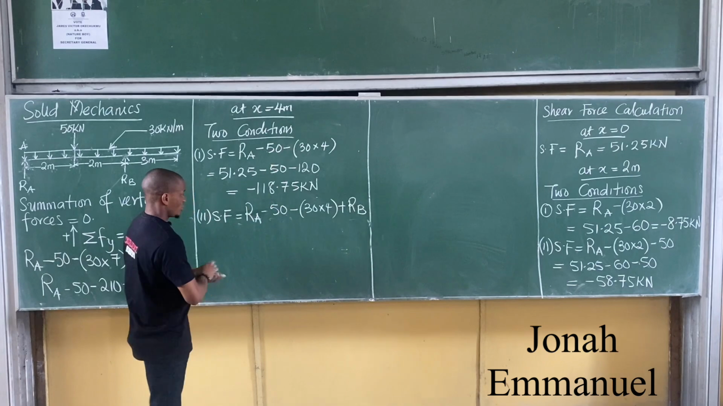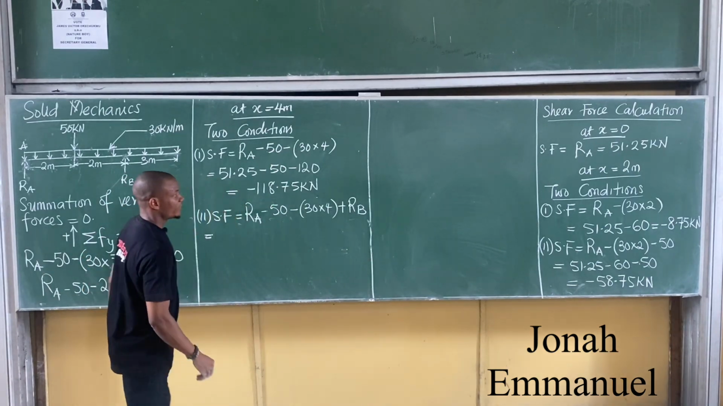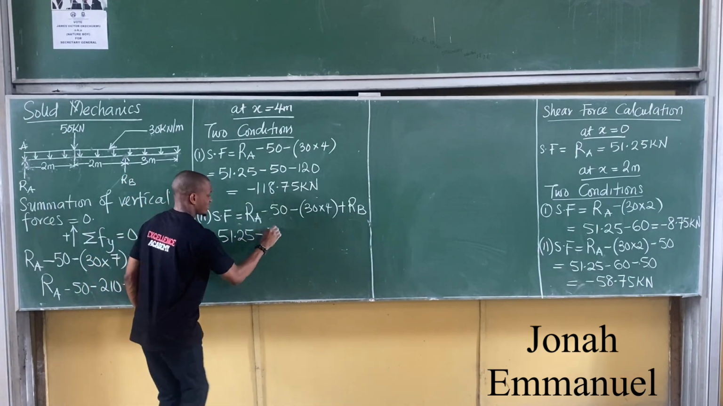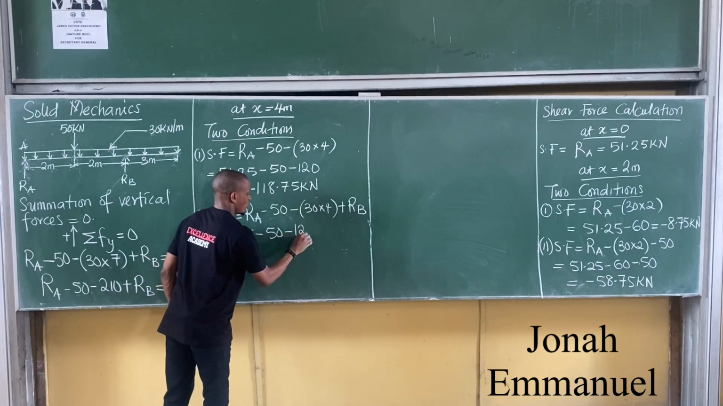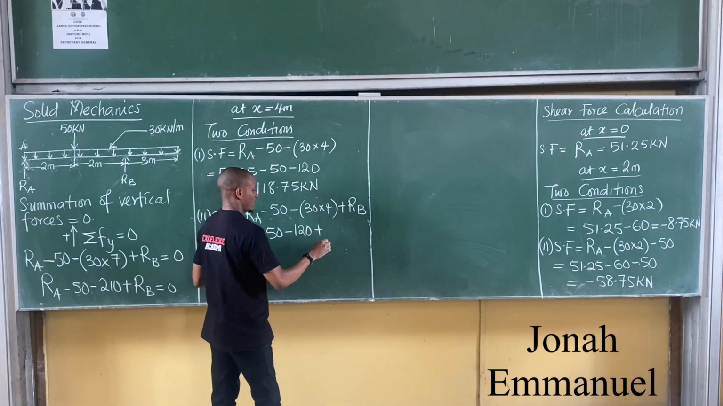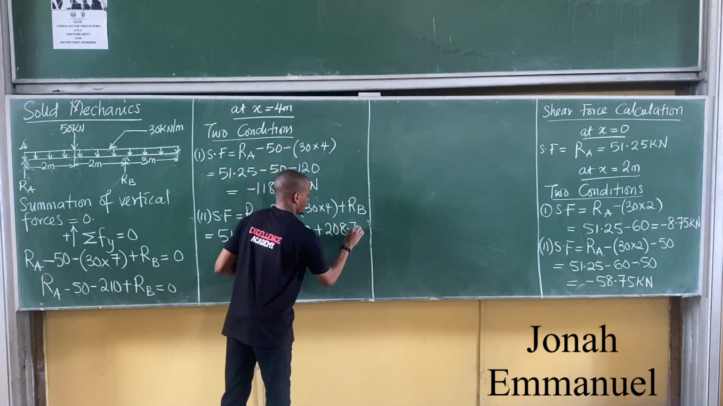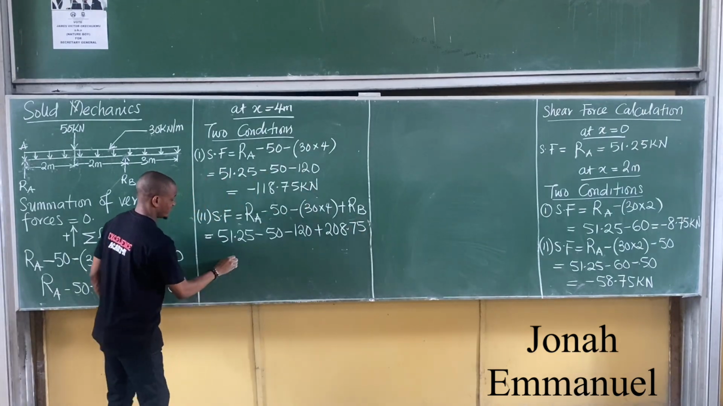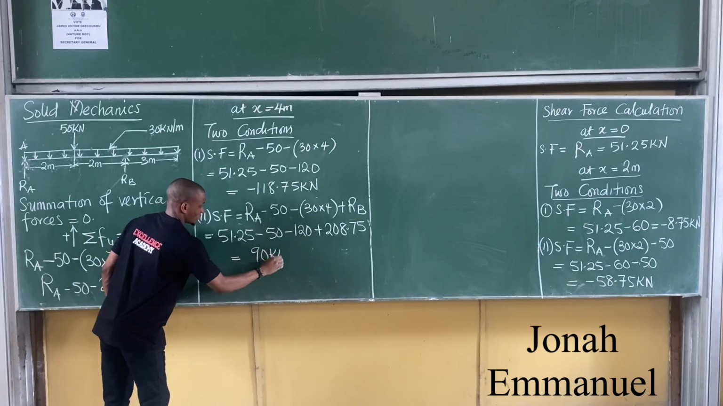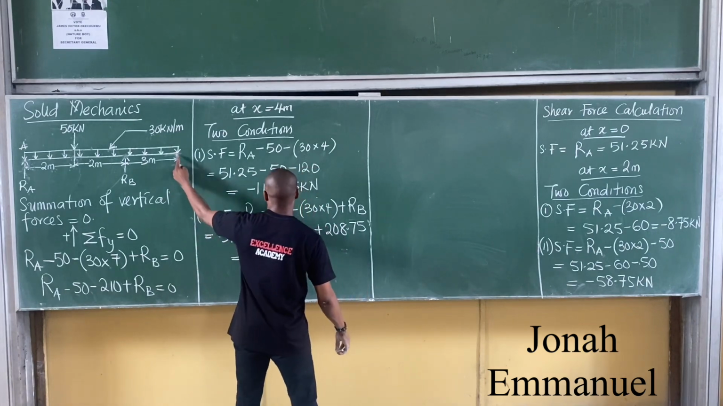That's all. In values here, it becomes RA, that's 51.25, minus 50, minus 120, plus RB. Please read the value of RB. 208.75. Please do this math. What do you have? 90 kilonewton. Alright, one last one, that's here.